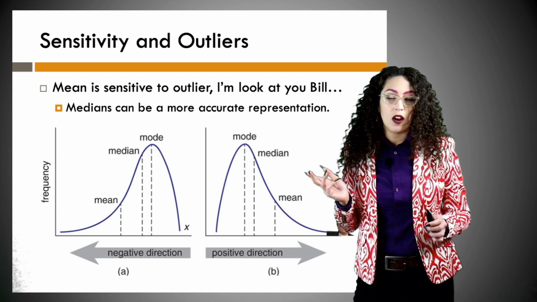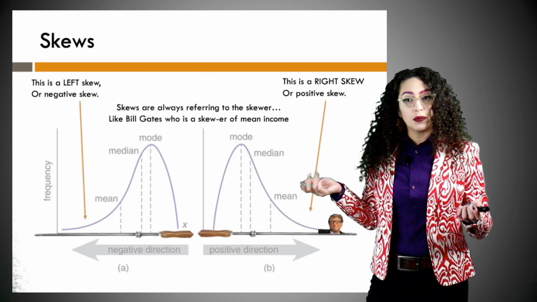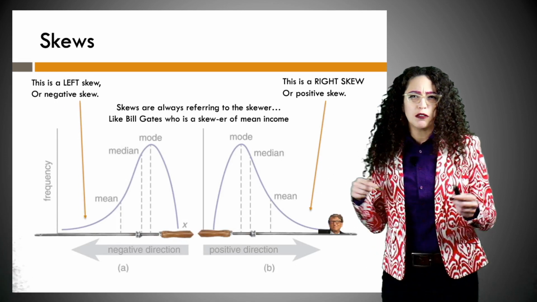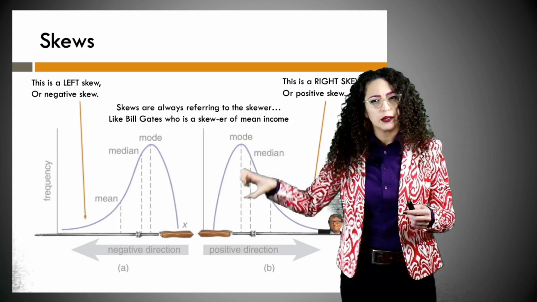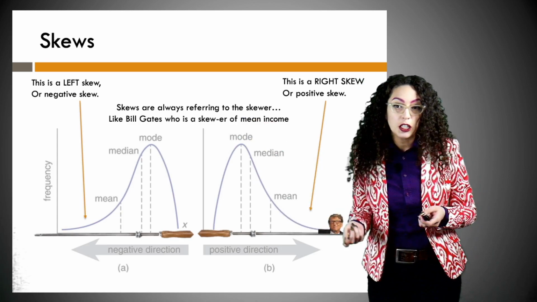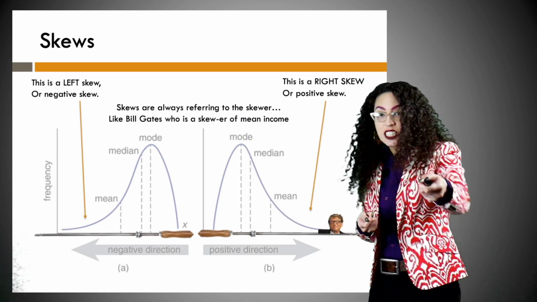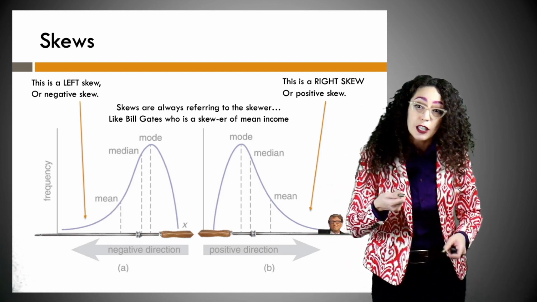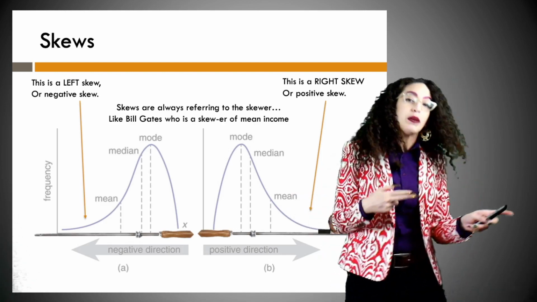Now these are called skews. And I used to always get confused about which part was the skew. Was it the hump part or the pointy part? And then I remembered what a skew is, like a skewer, just like skewering something. It's that pointy thing. So the skewer part is the part that's pointing.